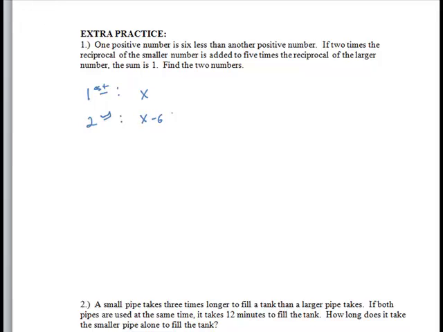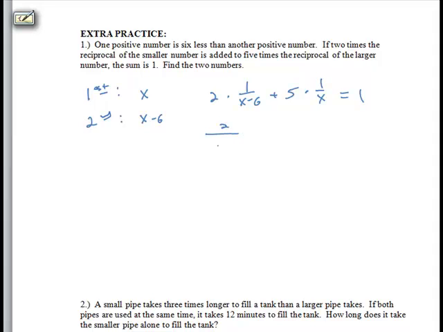2 times the reciprocal of the smaller number. So the smaller number is x minus 6, so the reciprocal, 1 over x minus 6, is added to 5 times the reciprocal of the larger, so 5 times 1 over x, and the sum is simply equal to 1.